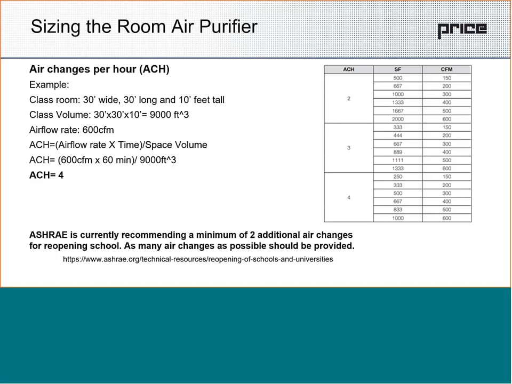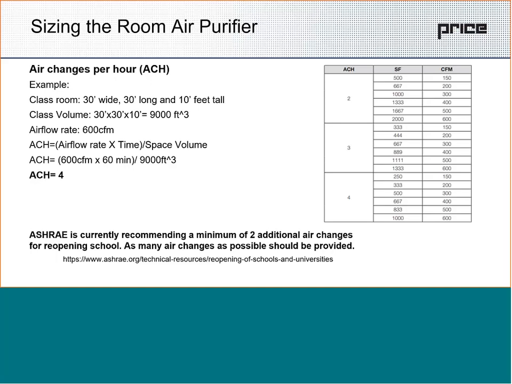So looking at this example that I have here on the slide, it's a typical classroom, 30 by 30 by 10 feet tall. That's going to give you a volume of 9,000 cubic feet, and at an airflow rate of 600 CFM, you take that airflow rate, multiply by the time, and divide it by the volume, and you can get up to 4 air changes per hour in a typical sized classroom.